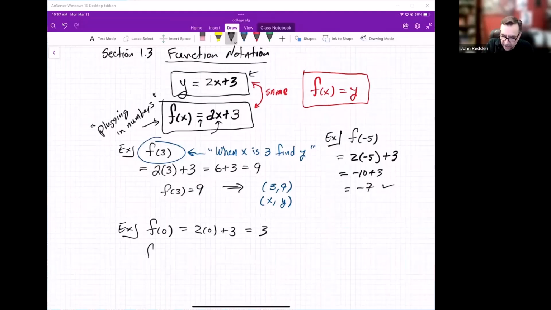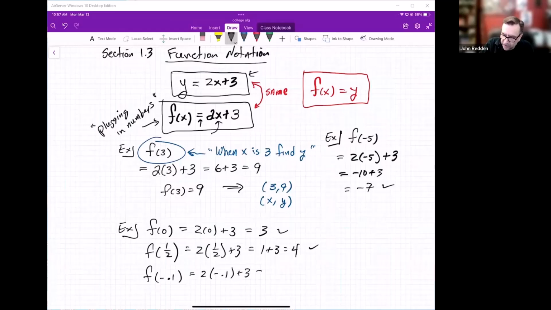And it might even say fractions, right? So what is f of 1/2? Well, that would be 2 times 1/2 plus 3, which is 2 times 1/2 is 1. 1 plus 3 is 4. Might say f of -0.1, right? And so 2 times -0.1 plus 3 is -0.2 plus 3, which is 2.8 or something. I don't know.